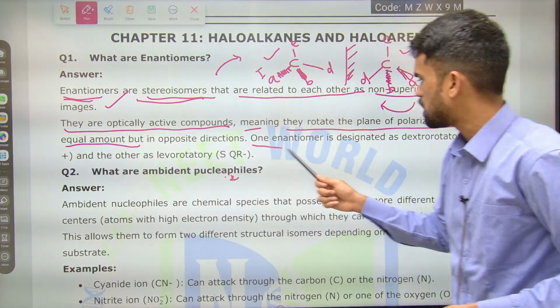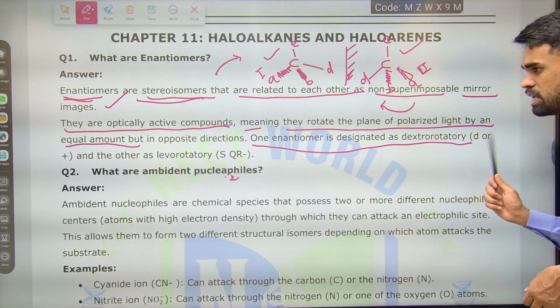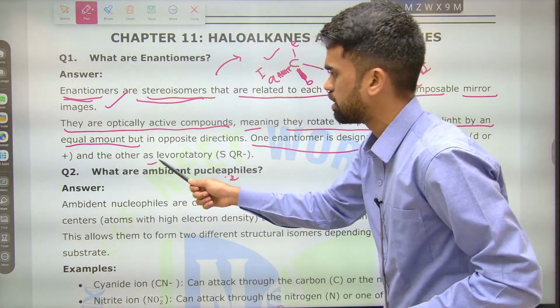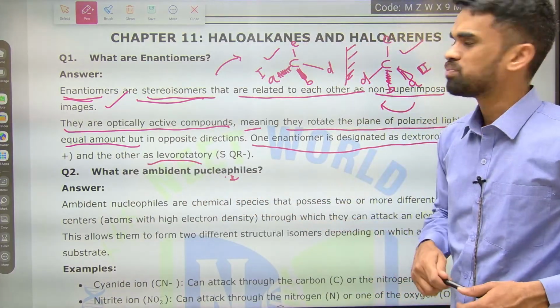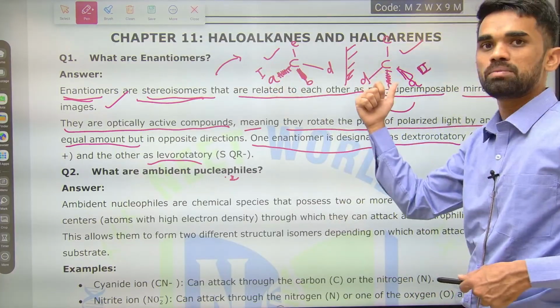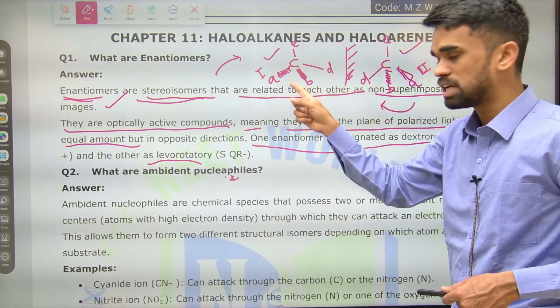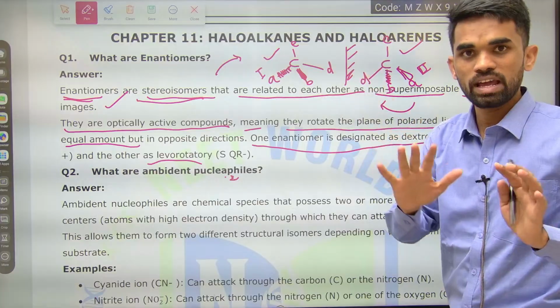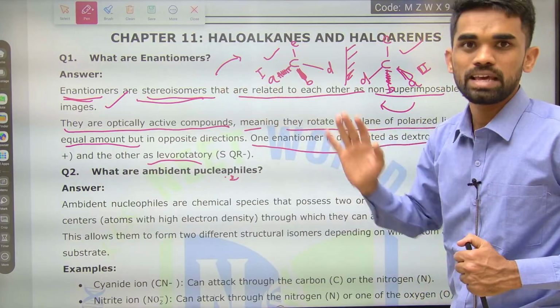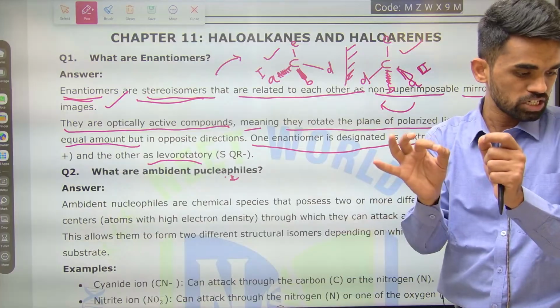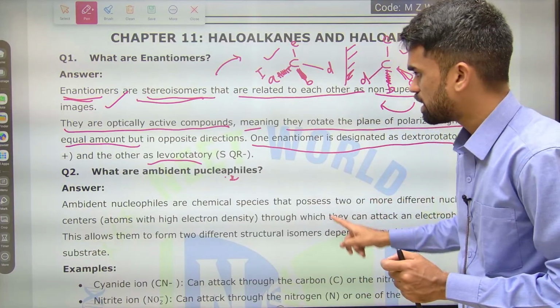So one enantiomer is designated as dextrorotatory and the other enantiomer is designated as levorotatory. If this is dextro, its mirror image will be levo, or if it is levo, its mirror image will be dextro. Like that, you need to understand about these enantiomers. Hope the discussion is clear. Right, let's move to the next question here.